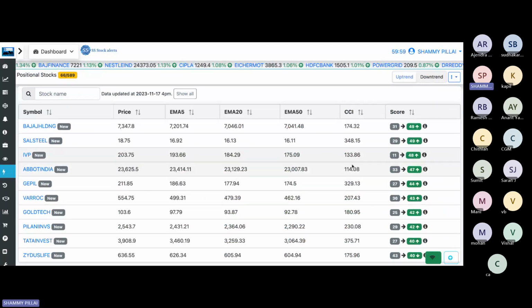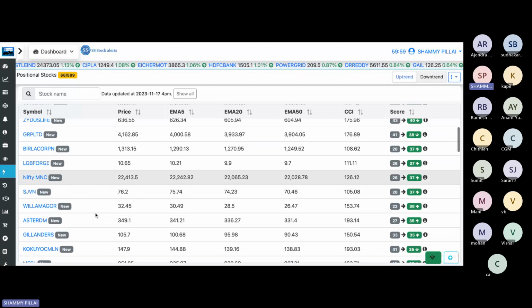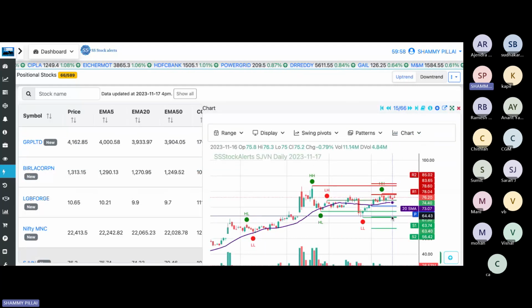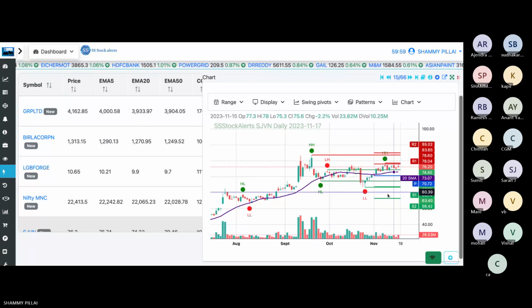Look at this one here, 33.47. It has this 20 EMA good. Tata Invest is here. Zydus Life is here. SGVN is here. Ready to blast. Muted volumes and a rising channel.